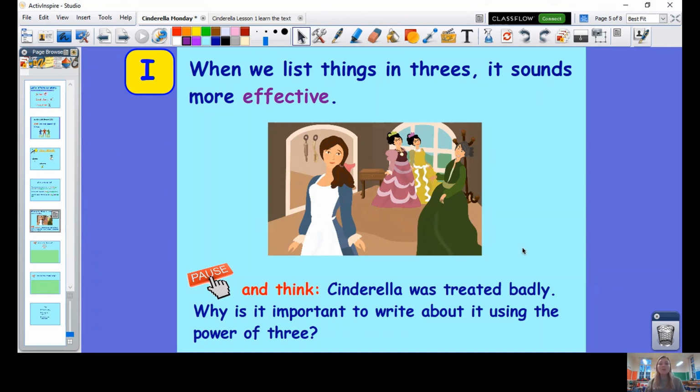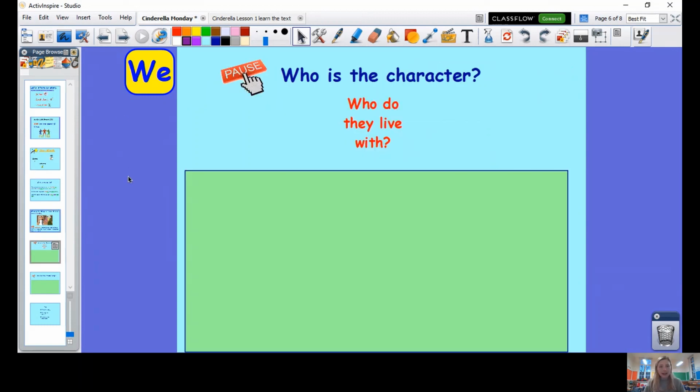Okay, so the reason that we would use things in 3s to explain how Cinderella was treated badly is because we want to really show the reader that this is a big part of the story, okay? And they need to pay attention, and that it's important that she's treated badly because the rest of the story is about how she comes out and actually beats them, doesn't she? She still gets to go to the ball even though they don't allow her and things like that.